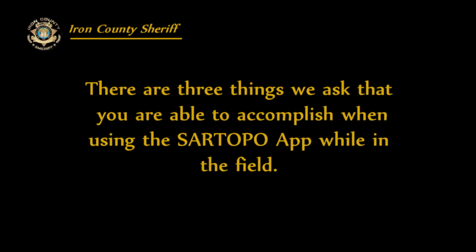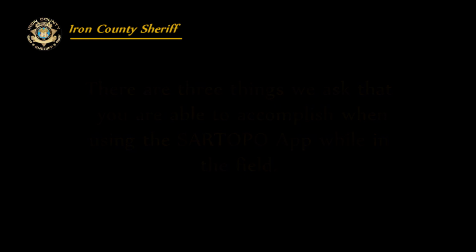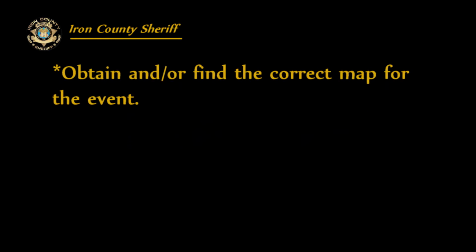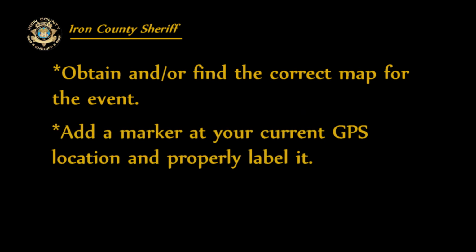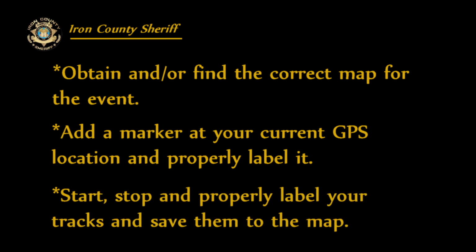There are 3 things we ask that you are able to accomplish when using the SARTopo app while in the field. Obtain and/or find the correct map for the event. Add a marker at your current GPS location and properly label it. Start, stop, and properly label your tracks and save them to the map.